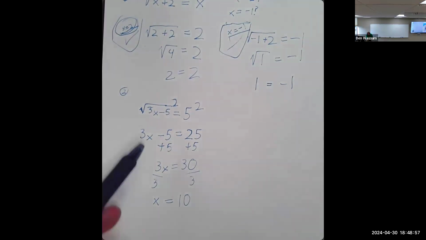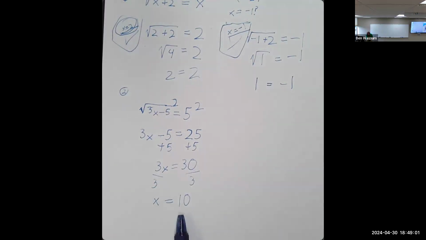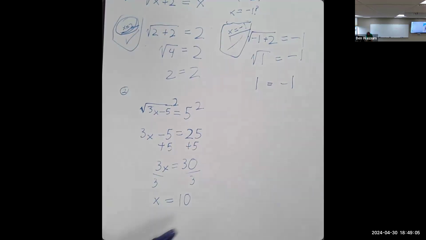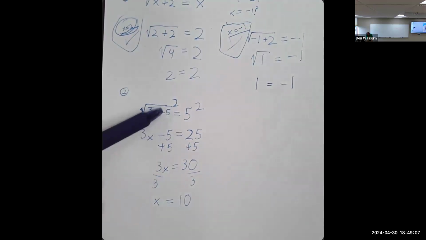Our original problem was the square root of 3x minus 5 equals 5. If I kind of redid number 1, where I plugged that in to see if it was a solution, I took that 10 and I threw it in here. 3 times 10, that would be 30, minus 5, 25. Square root of 25 equals 5. Yes, it does. So this does work out.